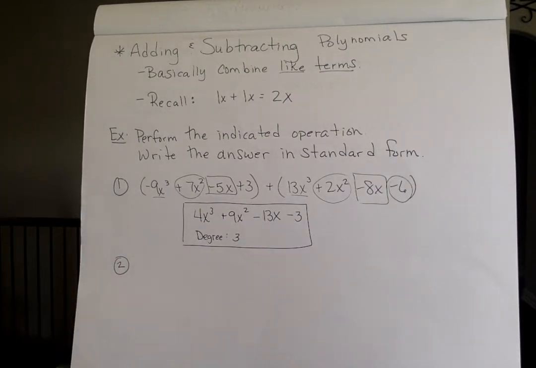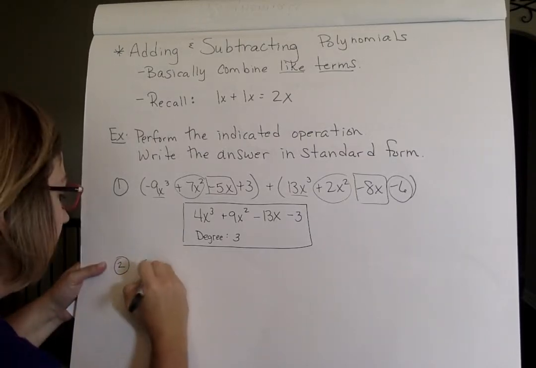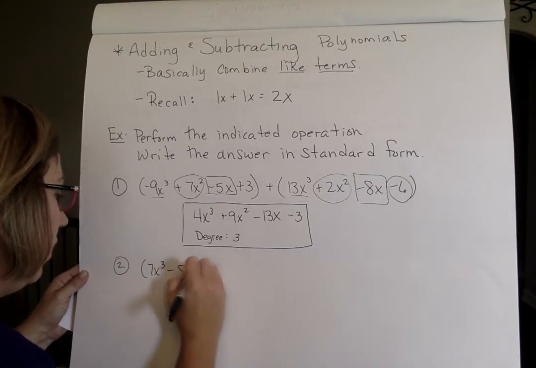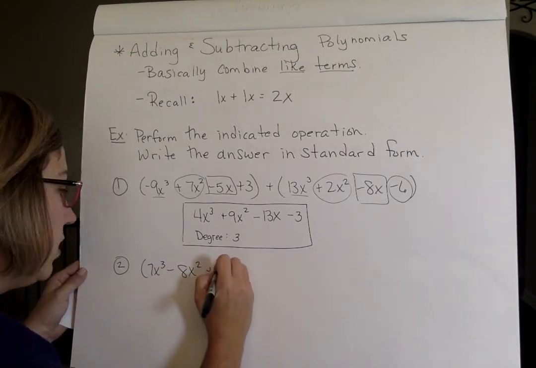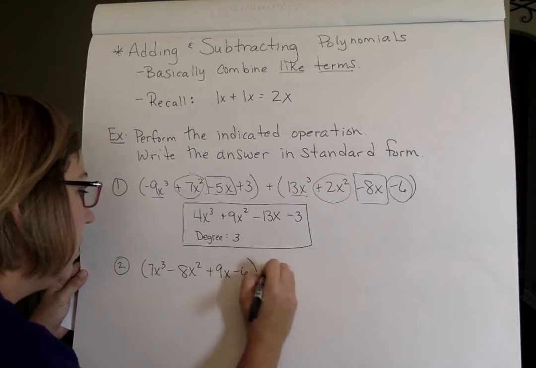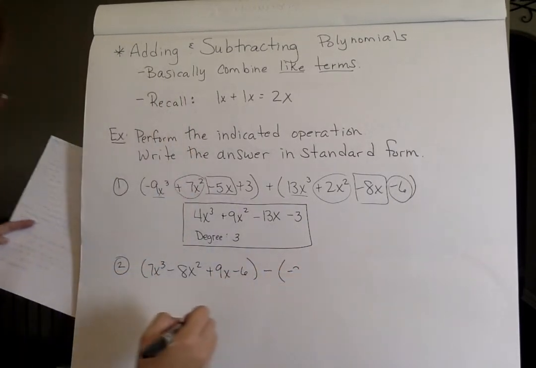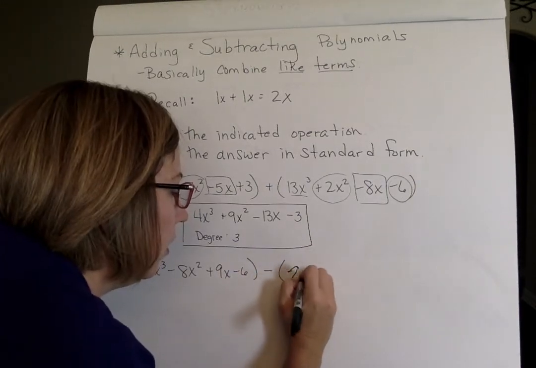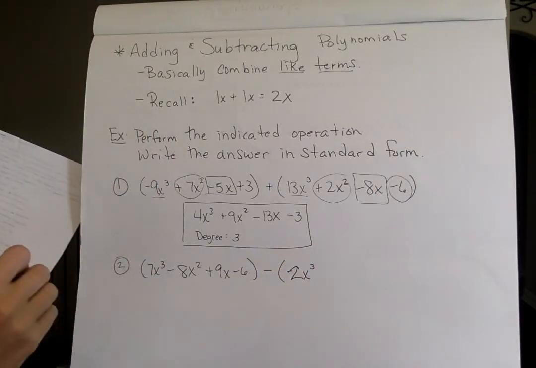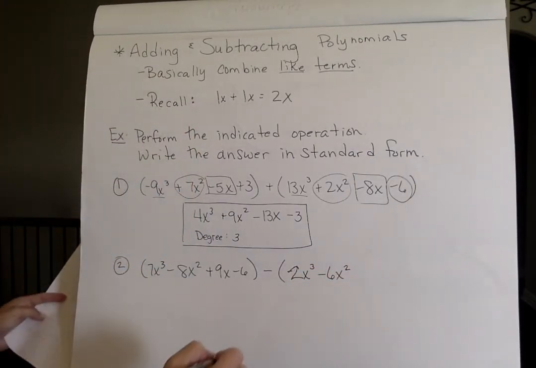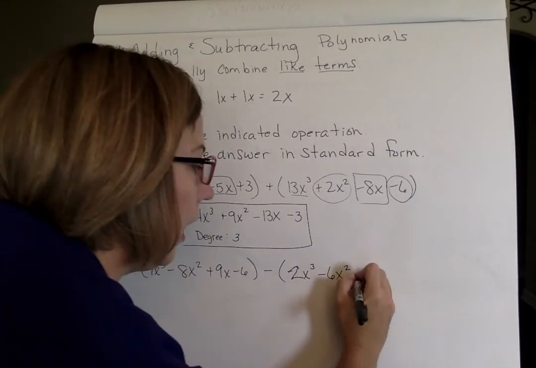We have 7x cubed minus 8x squared plus 9x minus 6 minus, or no, just minus 2x cubed, sorry, minus 6x squared minus 3x plus 9.